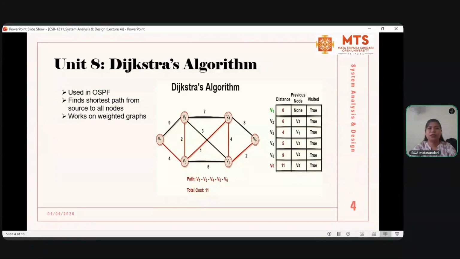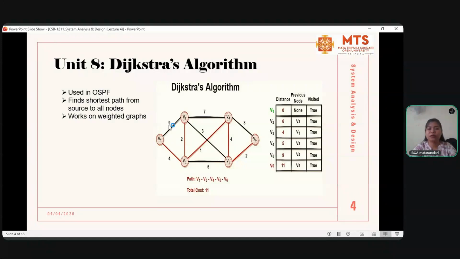So here we can see in Dijkstra's algorithm, it uses OSPF, finds the shortest path from source to all nodes. It works on a weighted graph as well. Here is one example we have shown, V1, V2 till V6. I think in the last class also we explained, we'll explain again. If you have any doubt in between, you can raise your hand.